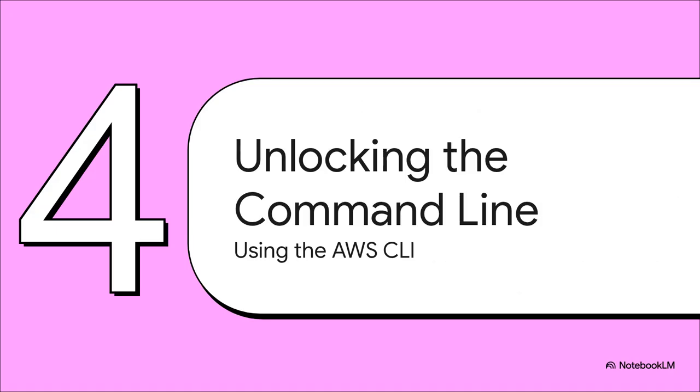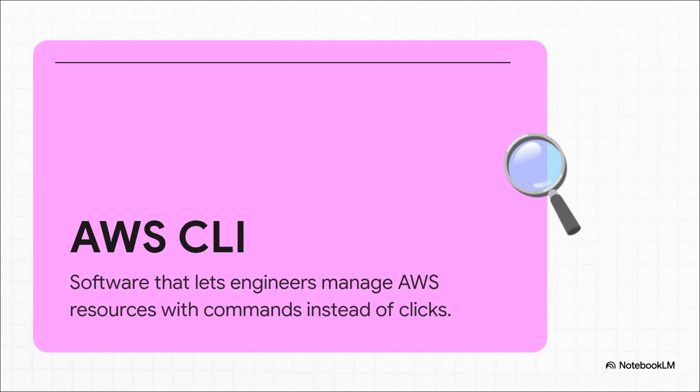All right, clicking around in the web console is fine when you're learning, but if you want to unlock some serious speed and efficiency, you need to use the command line. This is where things get really fun. So what is the AWS CLI? It stands for Command Line Interface, and it's basically a tool that lets you talk to AWS services directly from your computer's terminal. Instead of clicking buttons on a website, you're typing commands. It's way faster and honestly, way more powerful.